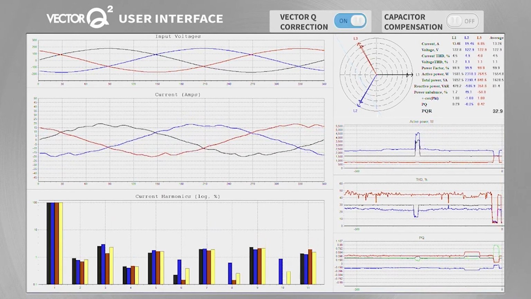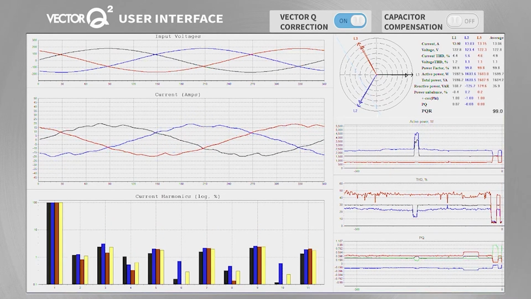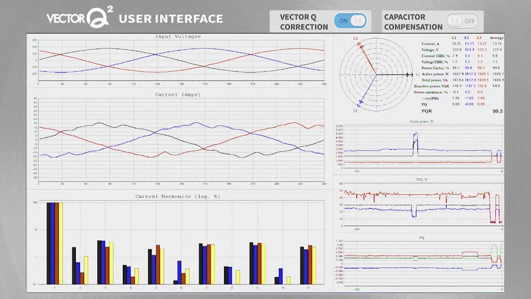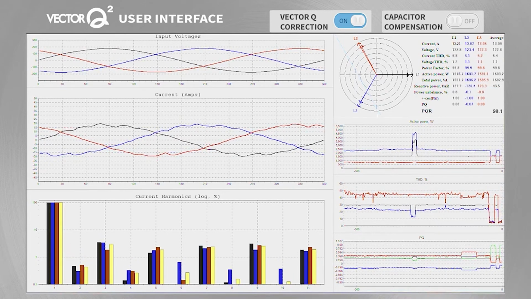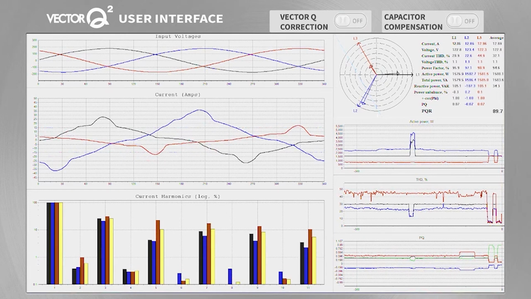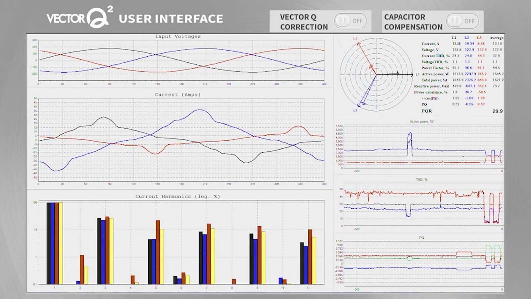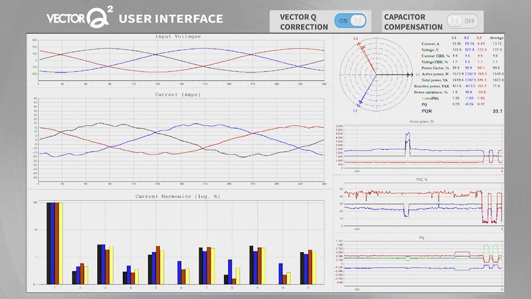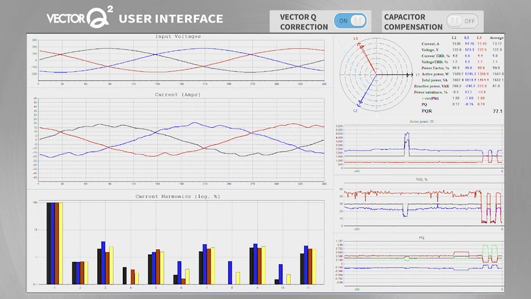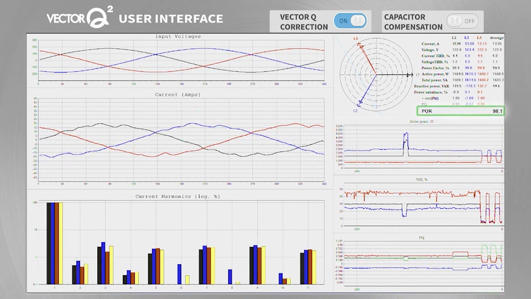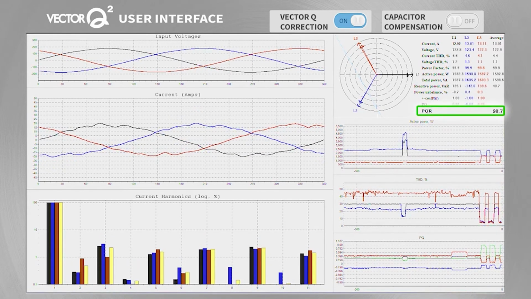The current waveforms shown here are clean and sinusoidal when the Vector Q is enabled, and distorted and imbalanced when the correction is disabled. The same is true with harmonics seen here. Without correction, the distortion level is high and aberrational, but when the Vector Q is enabled, the distortions are decreased significantly. Finally, take a look at the PQR just under the phasor diagram.